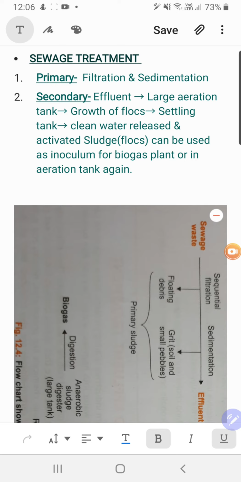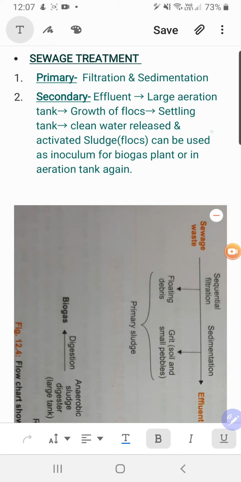The sewage, the wastewater, might be having some heavier components like sand, pebbles, grit, right? These settle at the bottom, and some lightweight impurities like plastic bags, polythene, or straws, anything which is floating on the surface. So primary treatment is basically about the filtration of the floating impurities and the sedimentation of those heavier impurities like sand, soil, grit, pebbles, and etc.